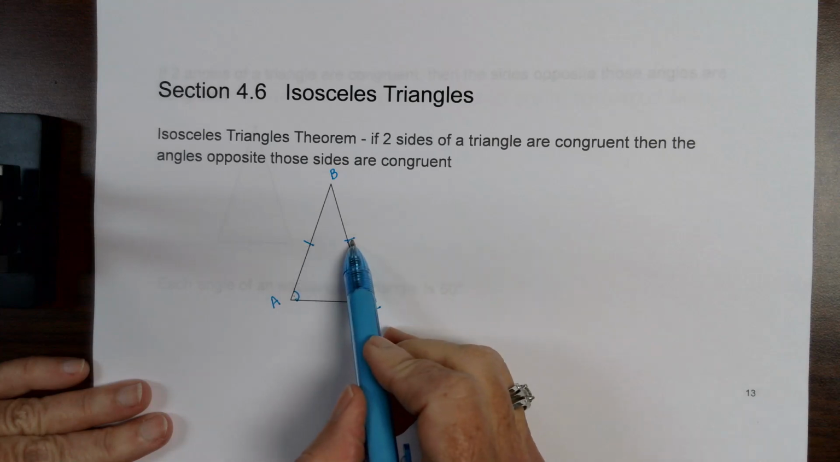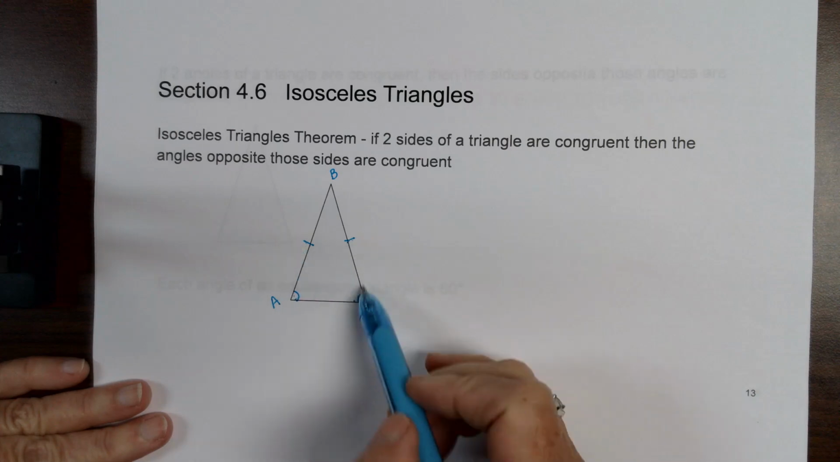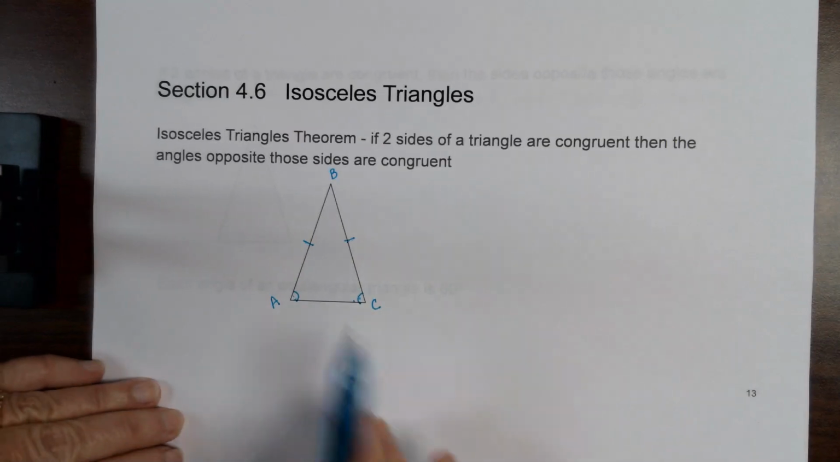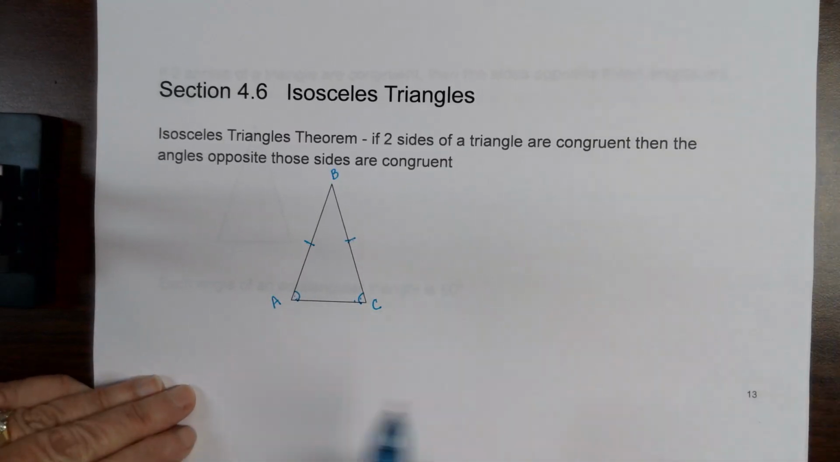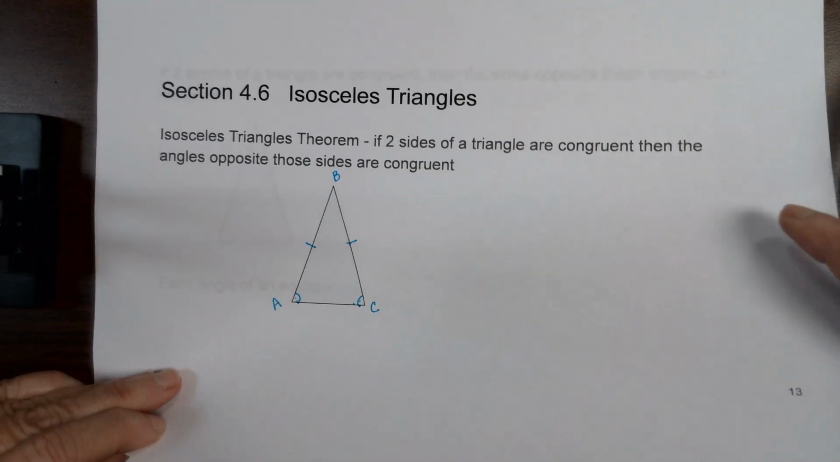This angle is opposite that side. This angle is opposite that side. So I know that those two angles, angle A and C, would be congruent. So on an isosceles triangle, your two base angles are always congruent.